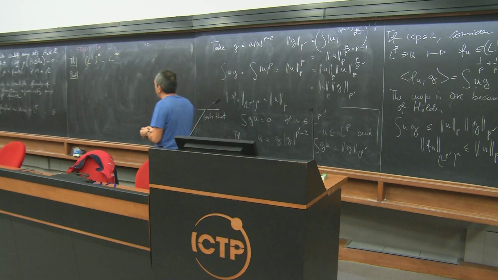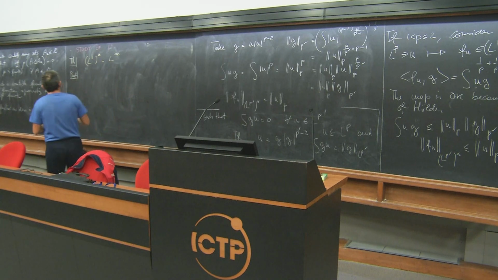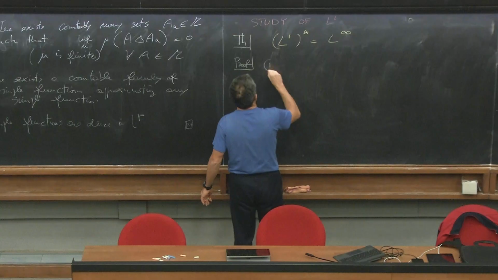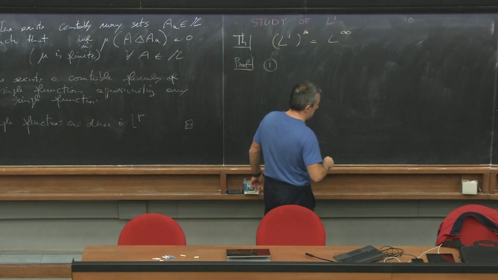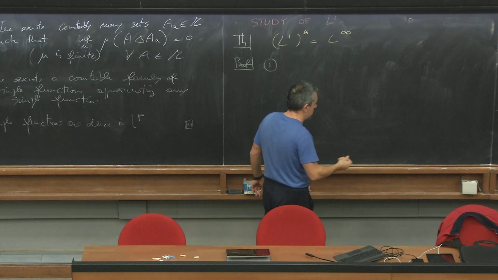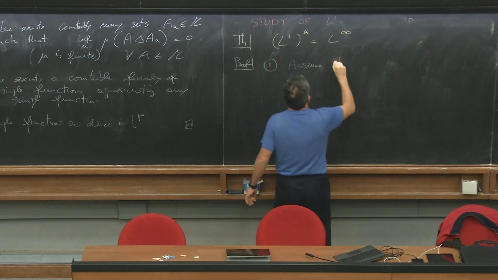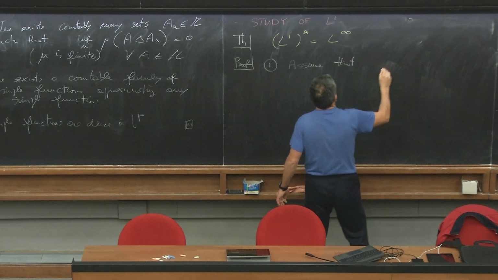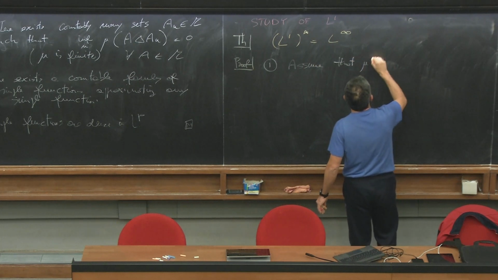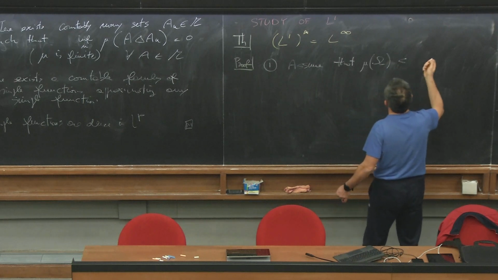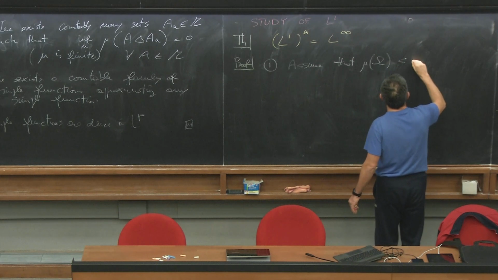So here what I do now, I make some observations. First of all, we assume that omega, the measure of omega, is, let's say, finite.